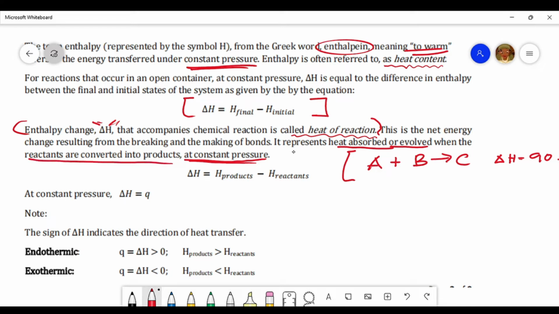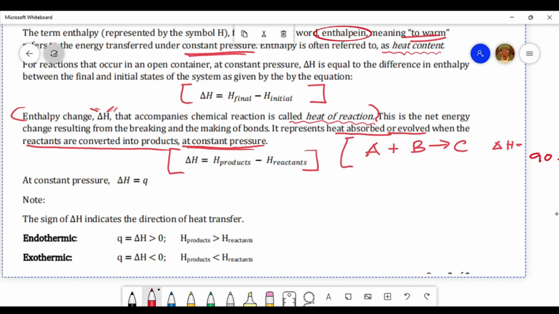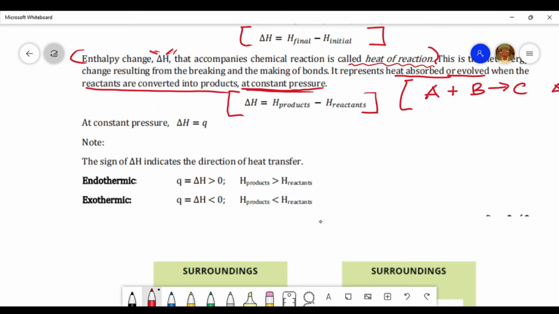This is how you equate it: delta H is equal to H products minus H reactants. At constant pressure, delta H is equal to Q. Q here is actually the heat, the actual heat transferred or evolved. The sign of delta H indicates the direction of heat transfer.